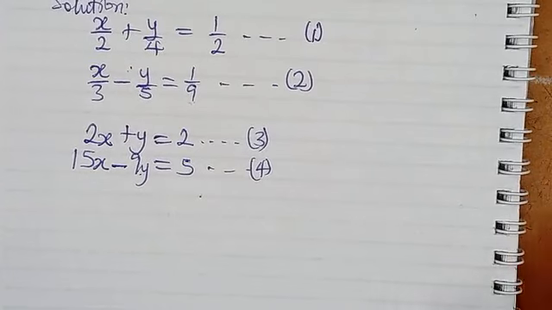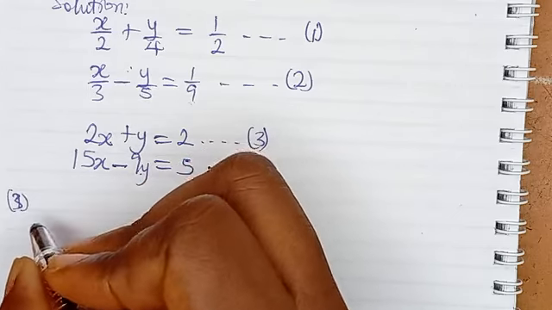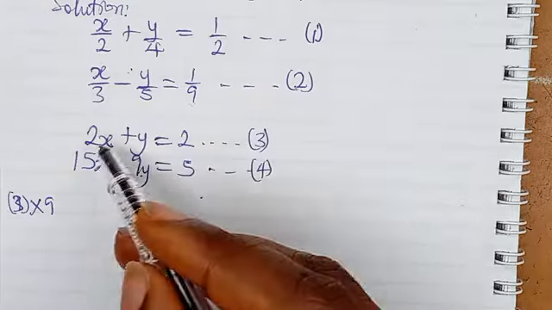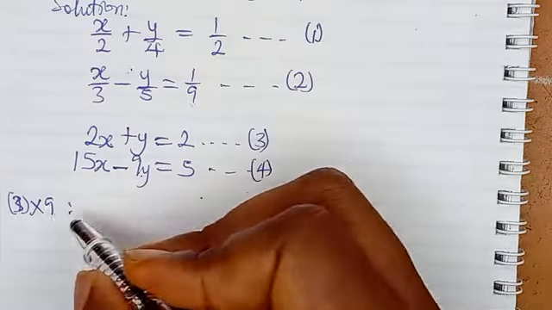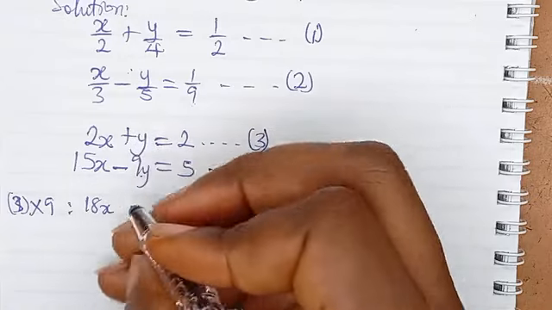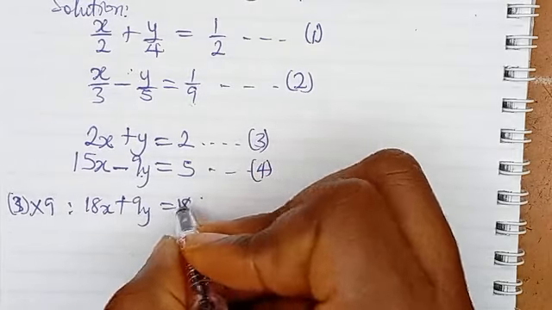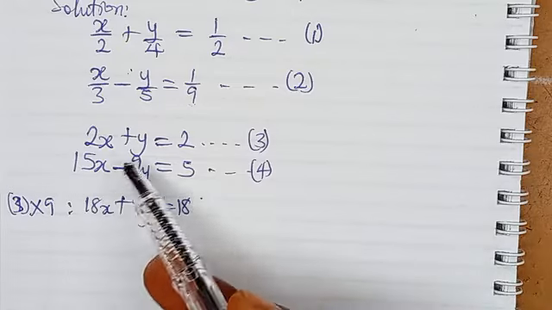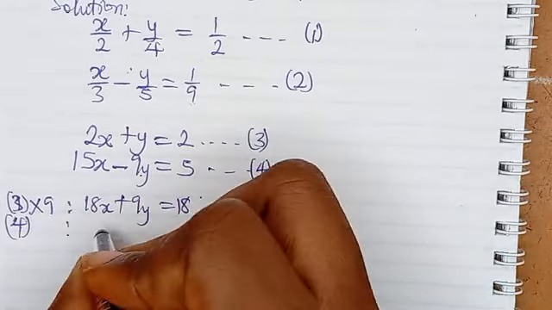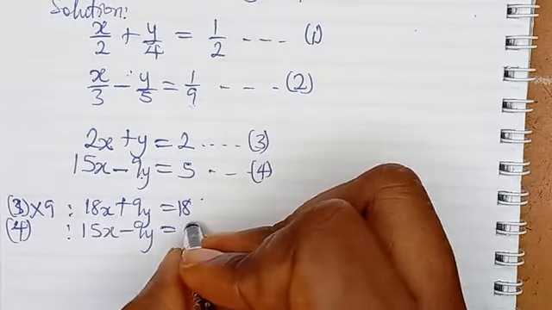So what we are going to do is we are going to multiply equation 3 by 9. So equation 3 times 9, we multiply every term in it. So 9 times 2x is 18x. 9 times y is 9y. 9 times 2 is equal to 18. Fine. So we just repeat equation 4. Equation 4 still remains equation 4. We have 15x minus 9y is equal to 5.